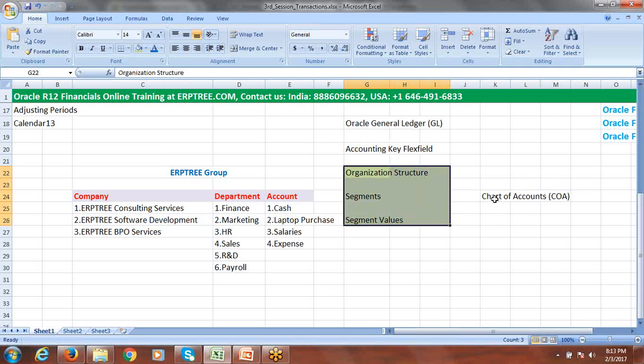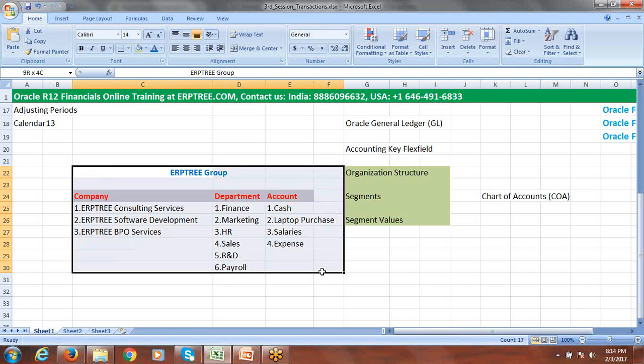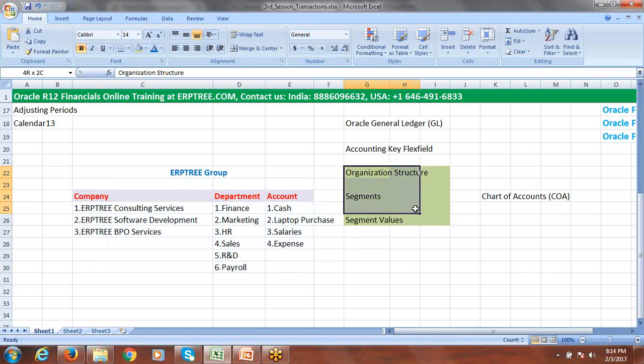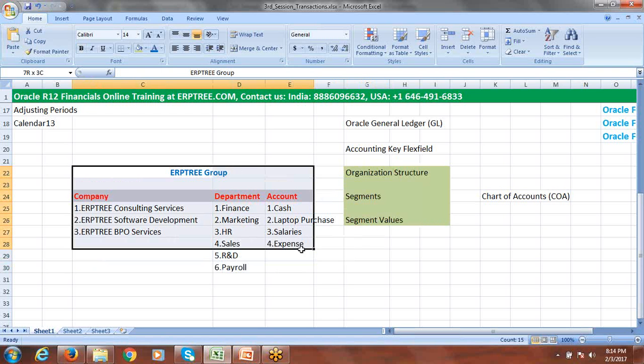Okay. Why are we calling it a chart of accounts? If I take this example, this set of information is what we are calling a chart of accounts: company name, group name, the titles and information. For this we gave this naming convention. The group name, as per our system, we call the organization structure. This is the system naming convention. And all these titles we call segments. All this data we call segment values. That means this total data we call the chart of accounts as per our system.